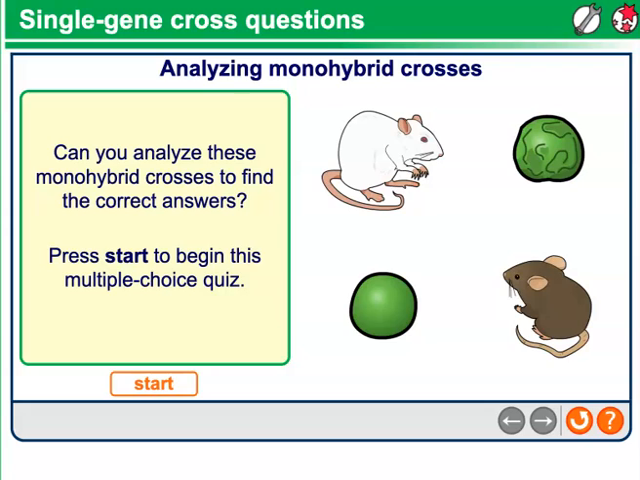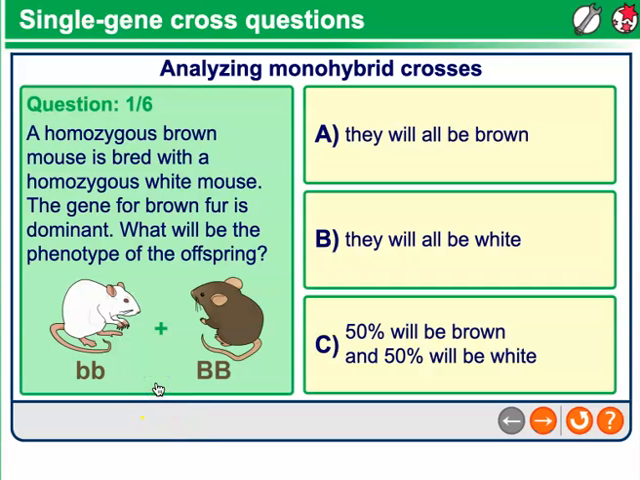Single gene cross questions. Analyzing monohybrid crosses. Can you analyze these monohybrid crosses to find the correct answers? A homozygous brown mouse is bred with a homozygous white mouse. The gene for brown fur is dominant. What will the offspring end up with as far as a phenotype? If we cross the two, 100% of them will end up with an uppercase B. So they will all be brown.